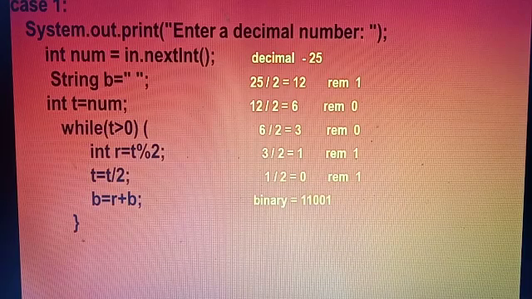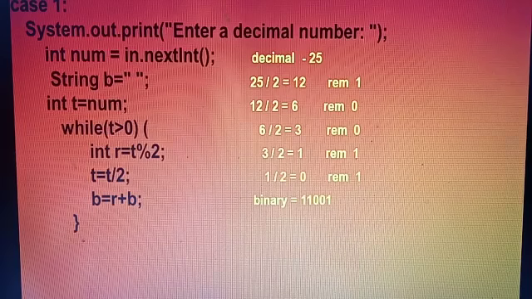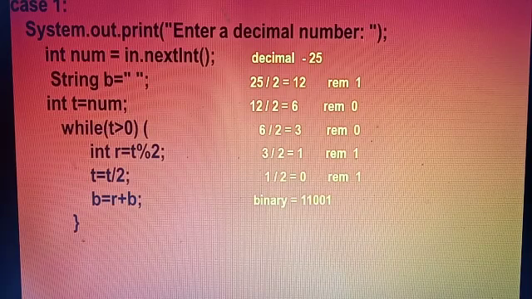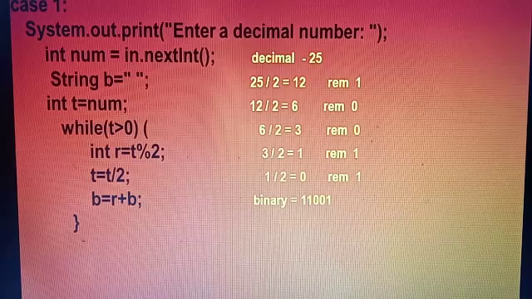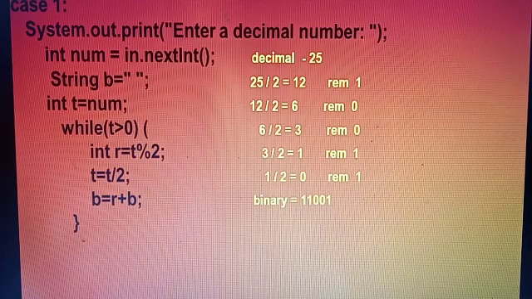The same way, 12 divided by 2 equals 6. So 6 is your quotient and the remainder is 0. 6 divided by 2 equals 3. So 3 is your quotient and the remainder is 0. And 3 divided by 2 equals 1. 1 is your quotient and the remainder is 1. Then here also 1 divided by 2 equals 0, that is remainder 1.